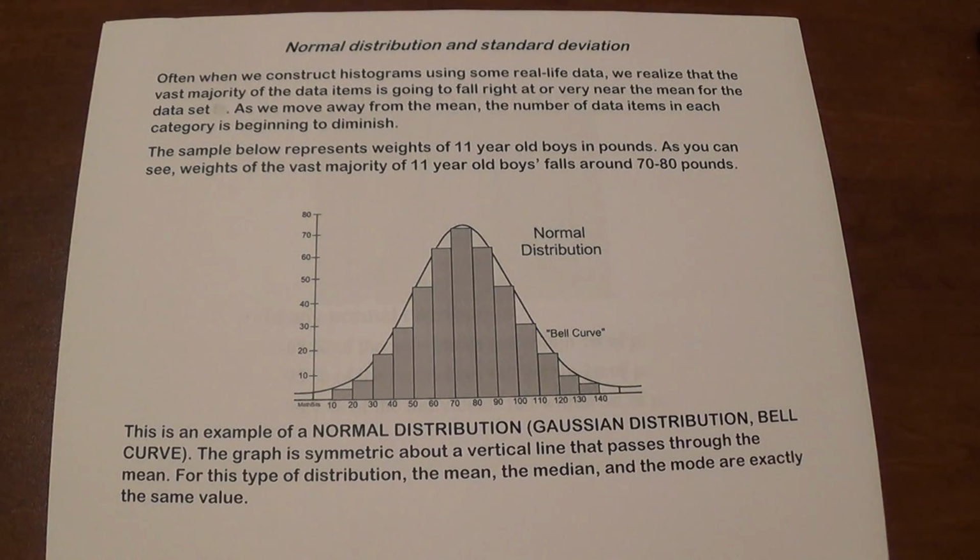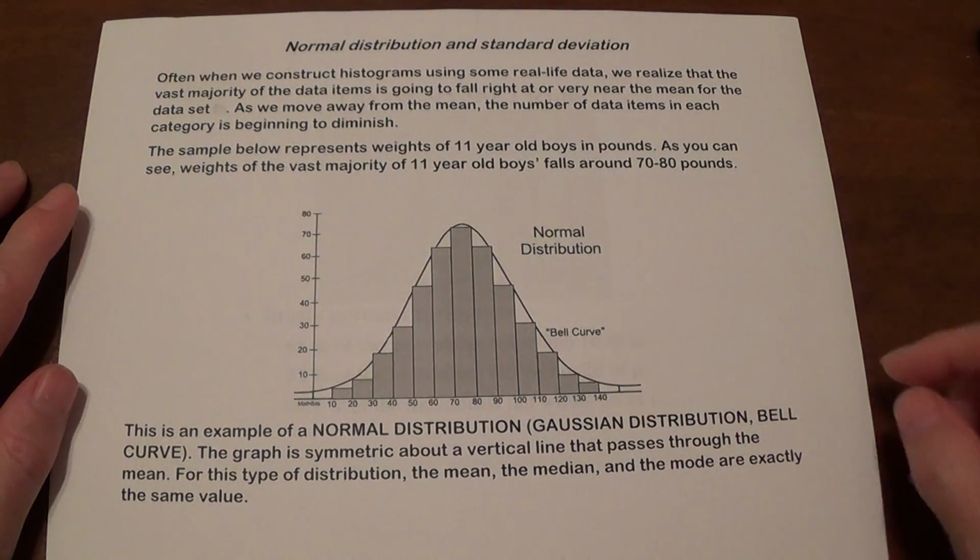Hi, this video is on normal distribution and standard deviation. So when we construct a histogram for some real-life data, we often run into a situation where the majority of the data items fall right at or near the mean. As we start moving away from it, the numbers begin to diminish, so the bars of the histogram start getting lower.